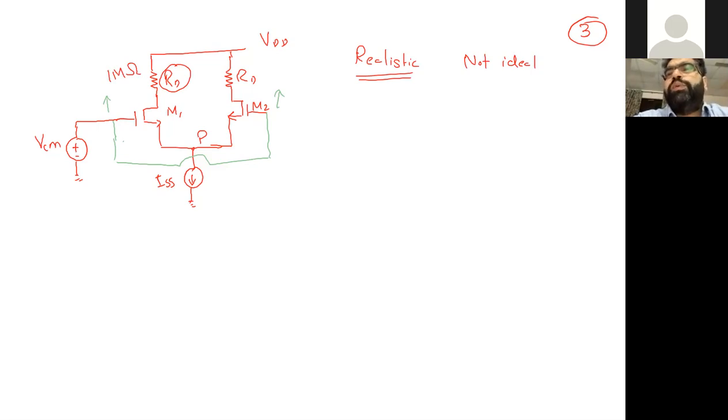You do the fabrication, and ultimately this value is not 1 mega ohm, it is 1.1 mega ohm. Similarly, you design this RD to be 1 mega ohm, but when you do the fabrication, it comes out to be 0.95 mega ohm. You might say, okay, that's a very small variation. Yes, it is a very small variation. That's why we need to see the impact of this very small variation on our circuit.